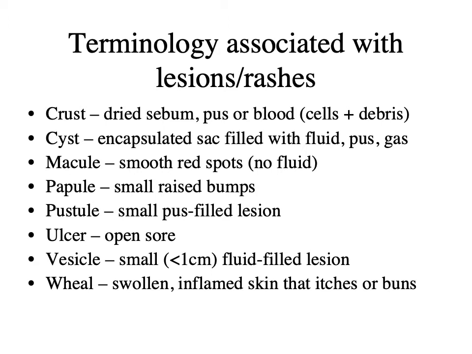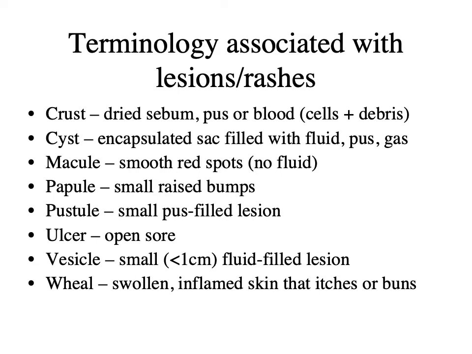So a rash or a lesion can come in a variety of forms, and I want you to get some practice with this vocabulary. I've defined typical lesion and rash terms here, like a crust, which is kind of like a dried scab. A cyst is something that is encapsulating either fluid, pus, which is a white, thick, viscous substance, or gas sometimes. I would say most commonly it's fluid-filled with a watery fluid, though.